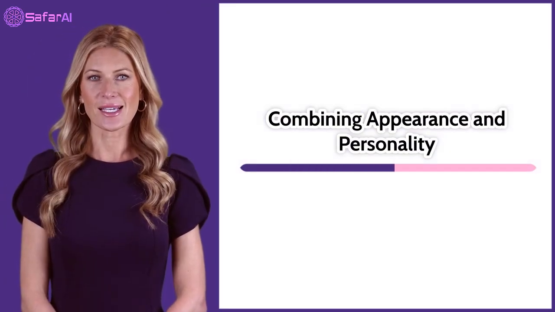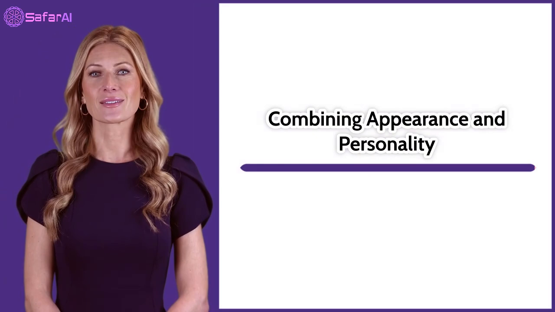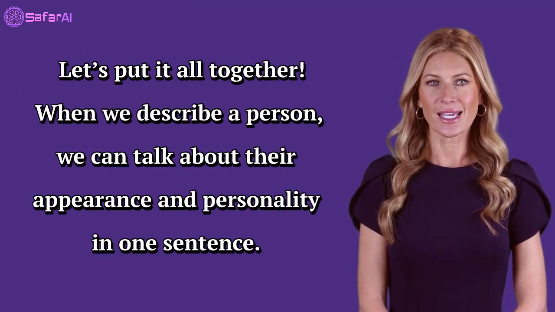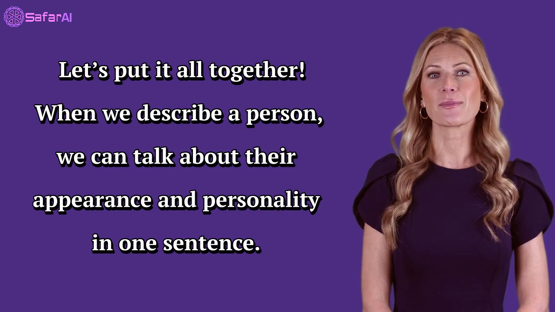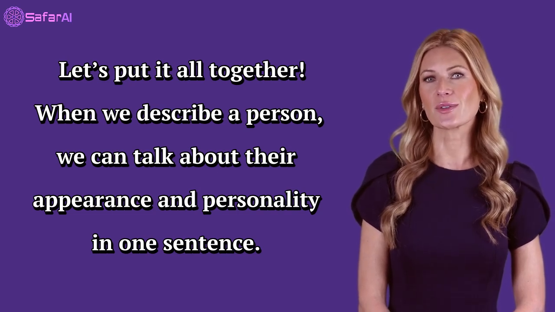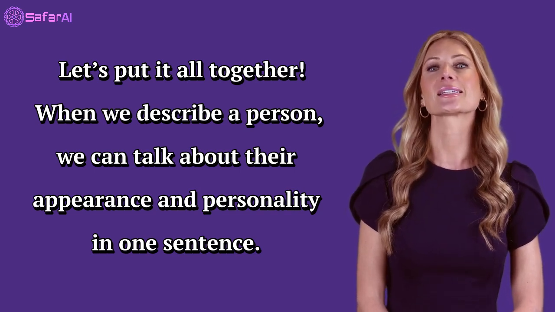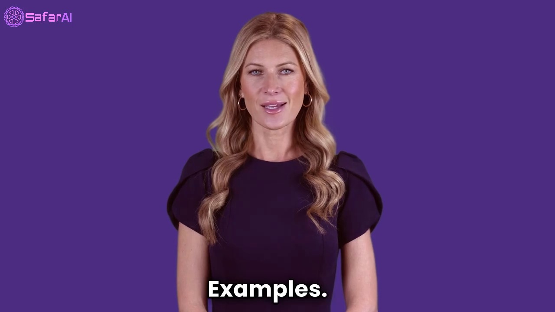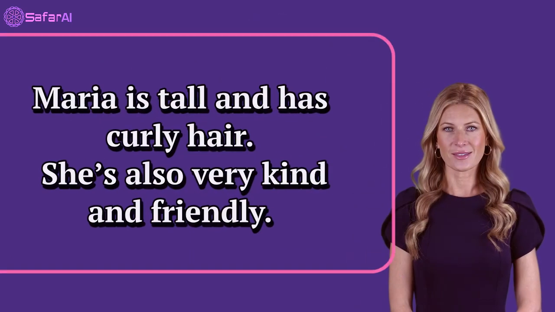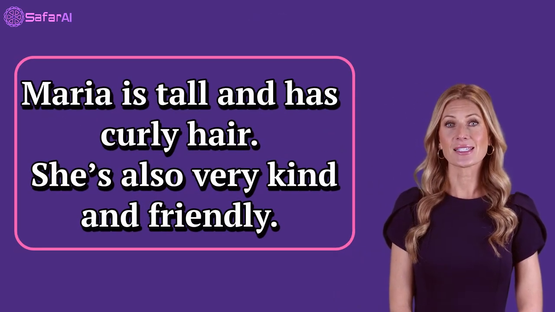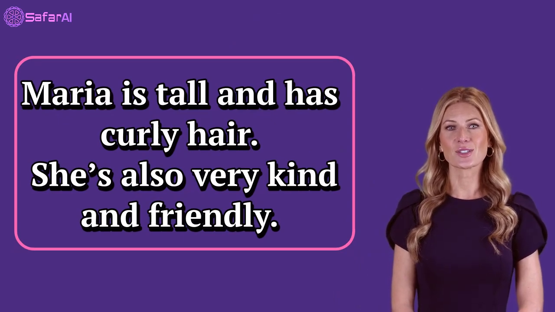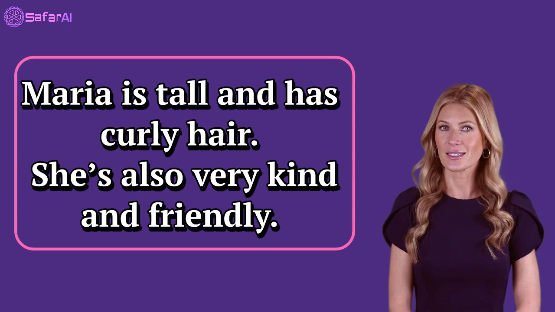Combining appearance and personality. Let's put it all together. When we describe a person, we can talk about their appearance and personality in one sentence. Examples: Maria is tall and has curly hair. She's also very kind and friendly.